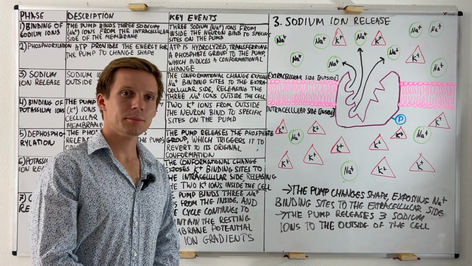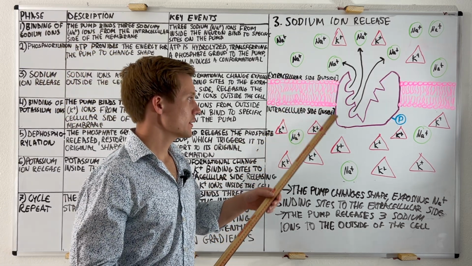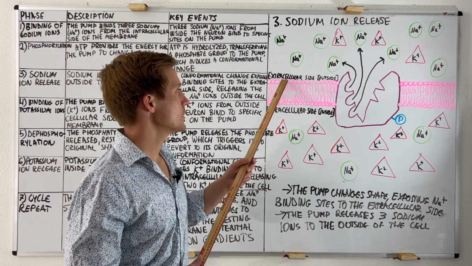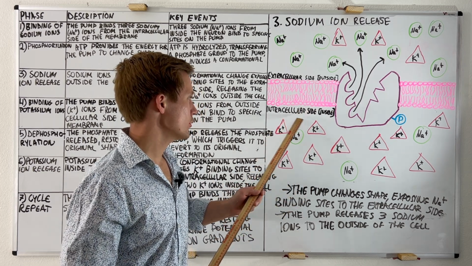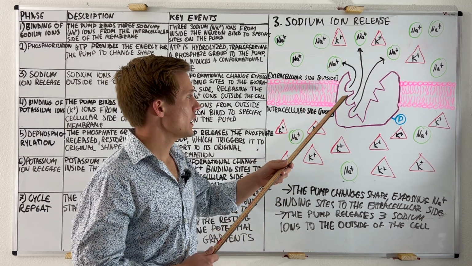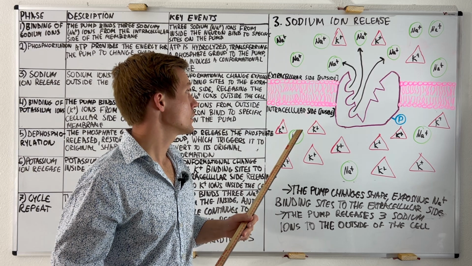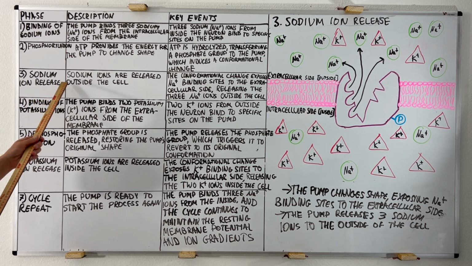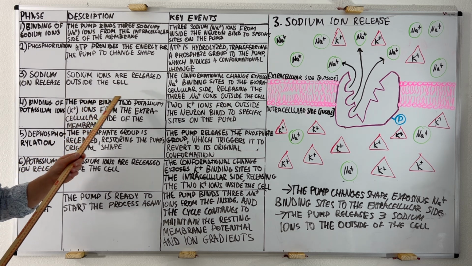Moving on to the third step, we now have sodium ion release. So as you guys can see here, the pump is now open with the open side facing the extracellular side and the pump being closed to the intracellular side. And as we can see here, the sodium ions have now left the binding sites and have traveled on to the extracellular side. And so sodium ion release involves sodium ions being released outside the cell.